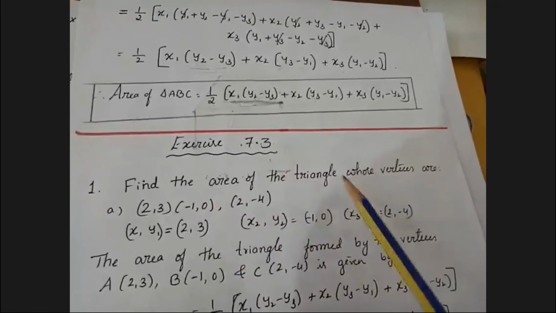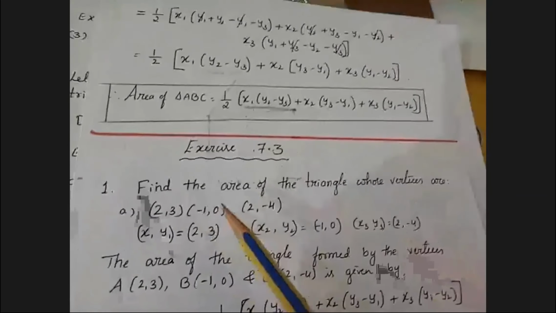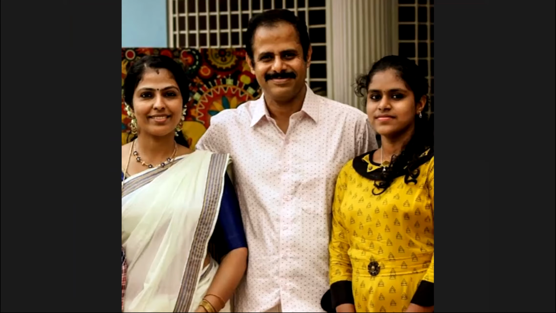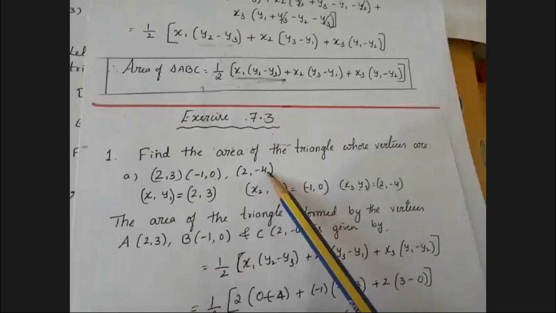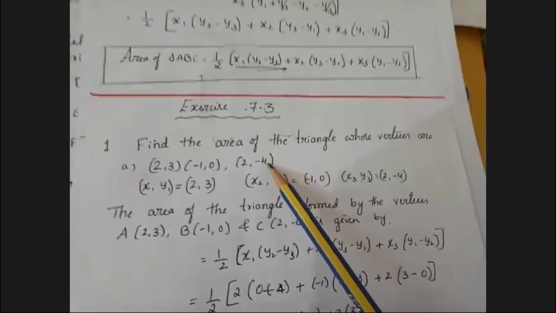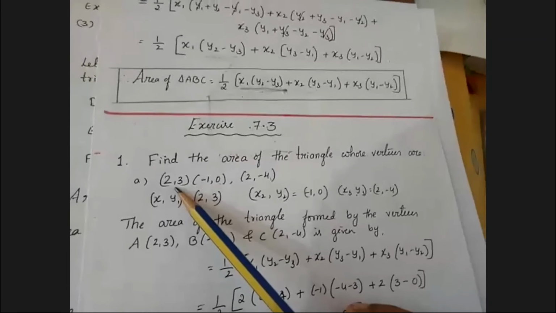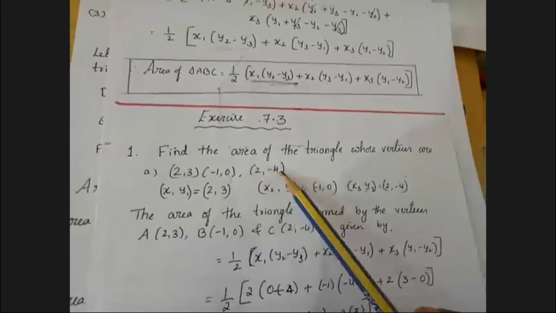First question: find the area of the triangle whose vertices are given. As you know, for a triangle 3 vertices will be there, no? Here the first one is x1, y1. Second one is x2, y2. Third one is x3, y3. Am I clear? You take the first one as vertex A, the second one as vertex B, the third one as vertex C. So we'll apply that in the area of triangle ABC.